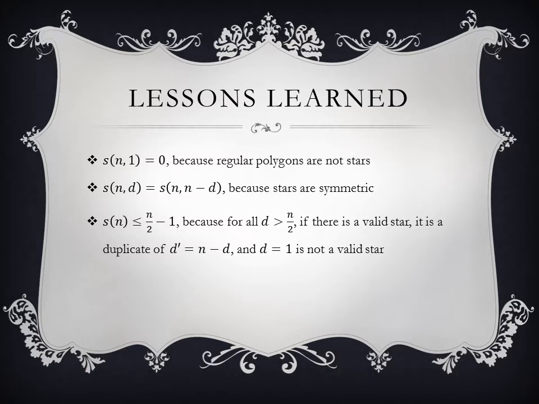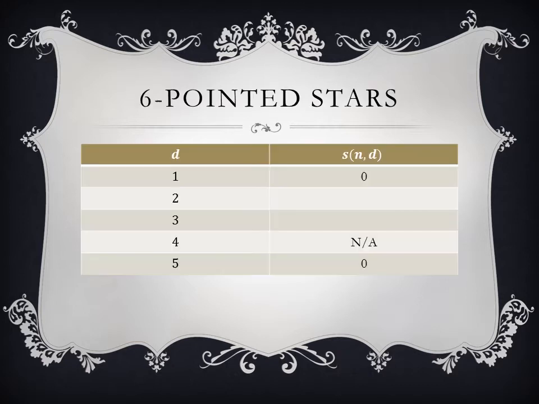So there are at most n over 2 unique shapes because half of them are duplicates of each other. Of these unique shapes, we already know that d equals plus or minus 1 doesn't work, so the number of possible unique n-pointed stars can't be more than n over 2 minus 1. So now we have some interesting restrictions and some upper bounds, but we still don't have a definitive answer, so let's try a different value of n.